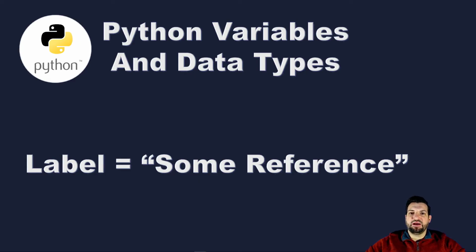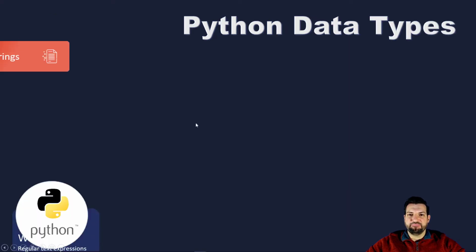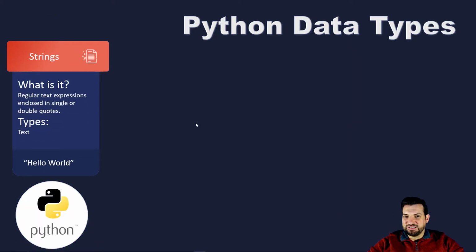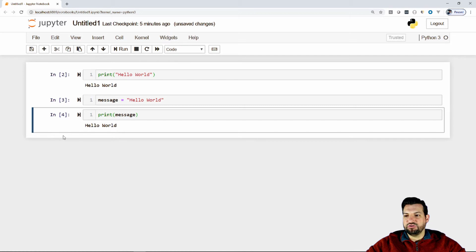Now, let's talk about data types within Python. Well, we got a few different data types in here. The first one is strings. So what is a string? A string is a regular text expression enclosed in single or double quotes. That's how you'll know immediately that it's a string, is that it's enclosed in double or single quotes. It's not really super important which one you decide to use. But I will show you some caveats with using quotes. So let's go back to Jupyter so I can show you.